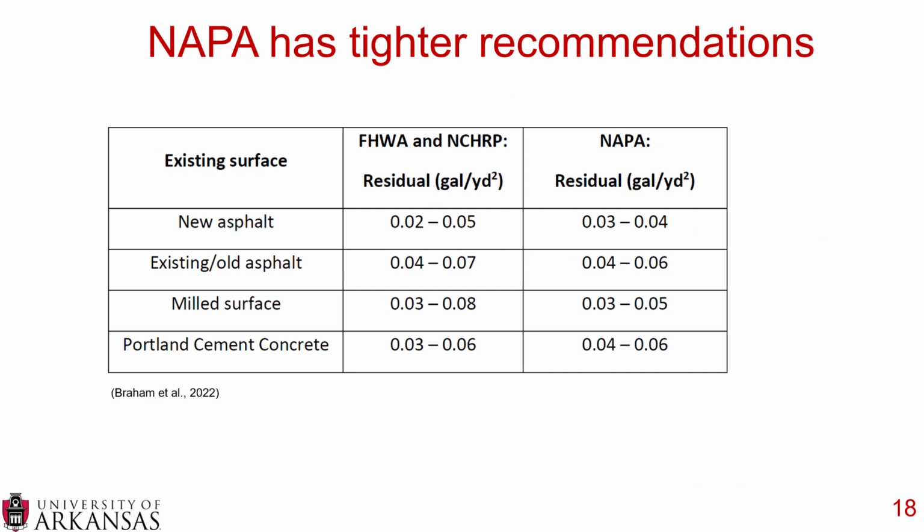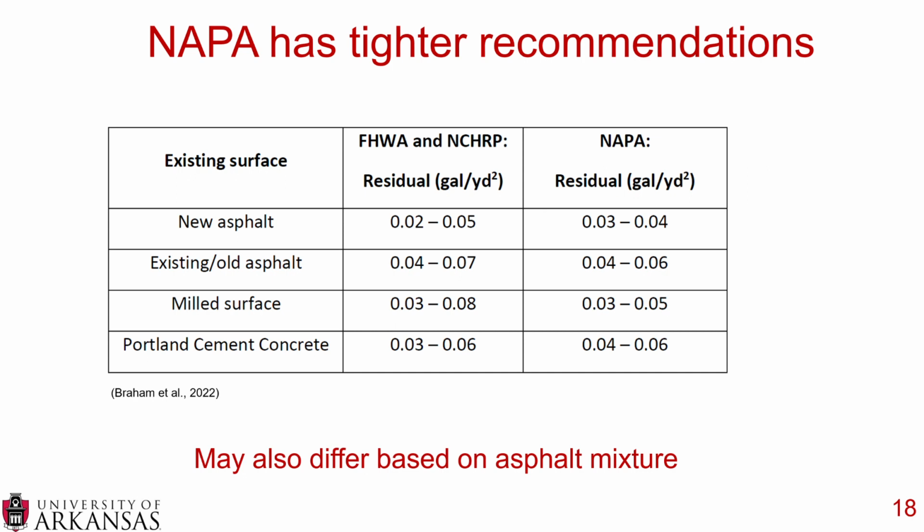So let's compare FHWA and NCHRP to NAPA. You can see here NAPA has tighter recommendations. FHWA for new asphalt has 0.02 to 0.05, where NAPA has 0.03 to 0.04. It's tighter on both top and bottom. For an existing or an old asphalt surface, it's a little tighter on the top. For the milled surface, it's a lot tighter on the top. And then for the Portland cement concrete, it's a little tighter on the bottom. So there's really no consistent trends except that NAPA has tighter guidelines for application rate.